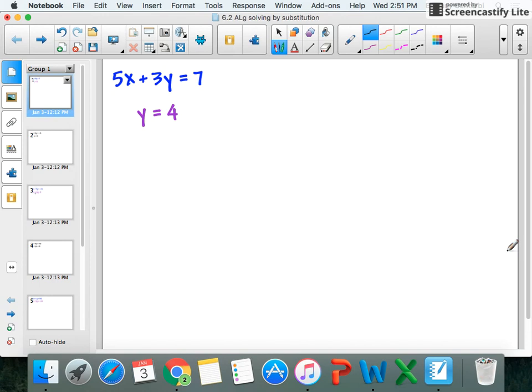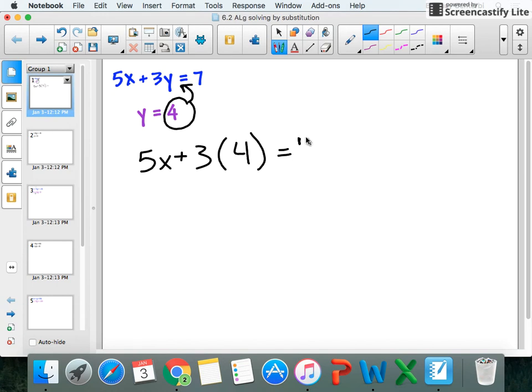So for example, here we have y equals 4. So y is the same thing as 4. So what I can do is, in my other equation, instead of writing y, I'm going to write 4. So you don't write 4 and y, you just put 4 instead of writing y. So it would look like 5x plus 3, and the 3 and the y are being multiplied. So we're going to put parentheses, but instead of writing y, we're going to write 4 because y is the same as 4, or y is equal to 4.